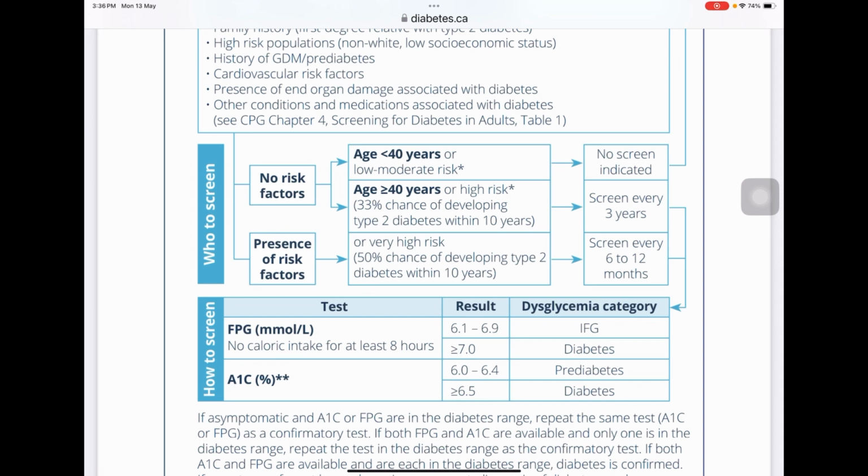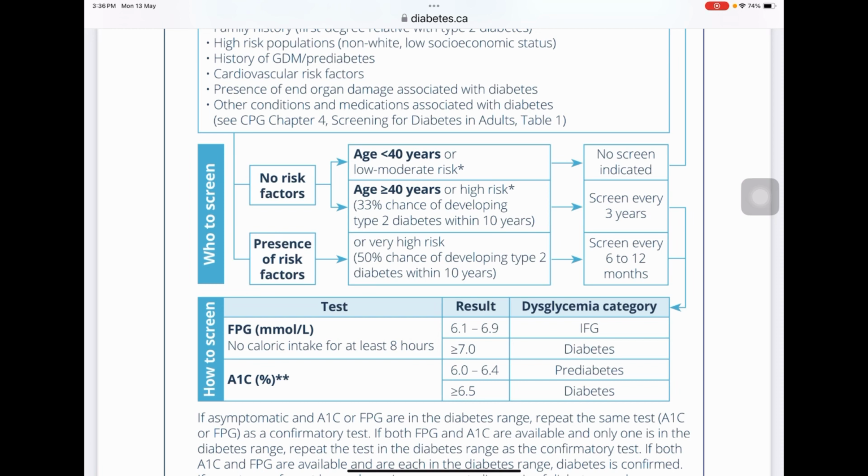So what you will do is screening in the next 6 to 12 months for a high risk patient. And who is high risk? We have already mentioned patients with family history, obesity, a high risk population like low socioeconomic, non-white people, history of pre-diabetes or GDM are all high risk patients. Okay, so this is how you go about the screening.